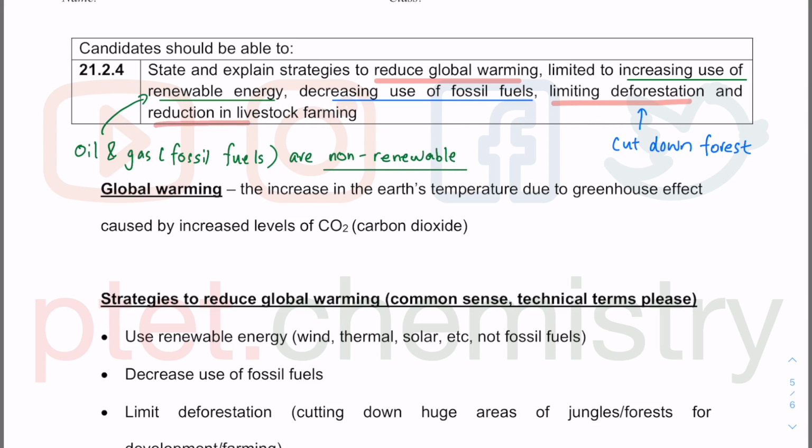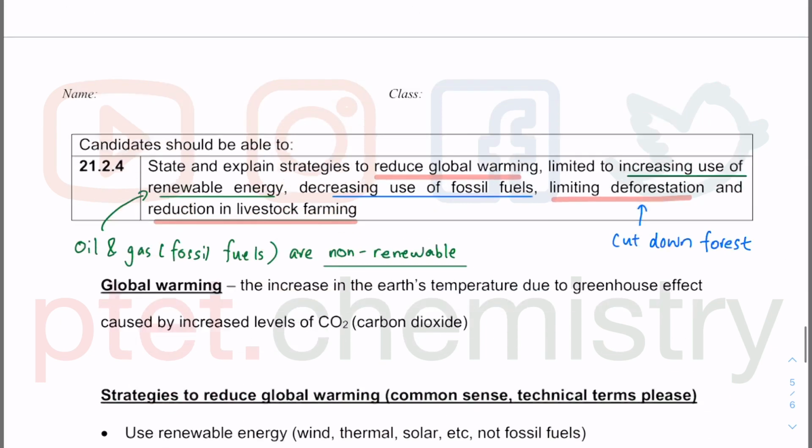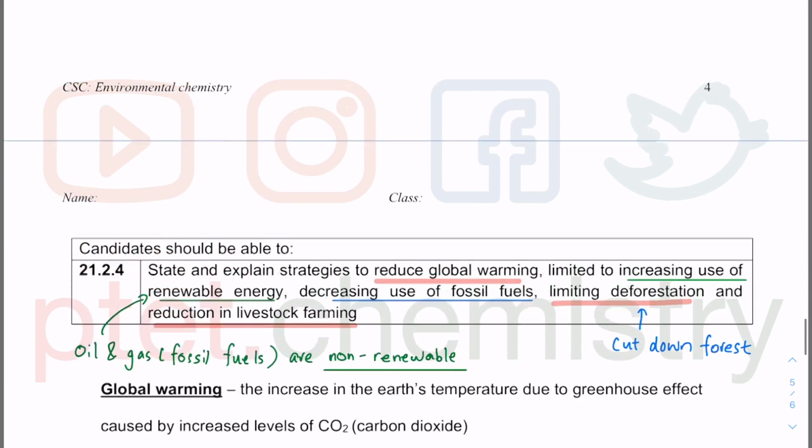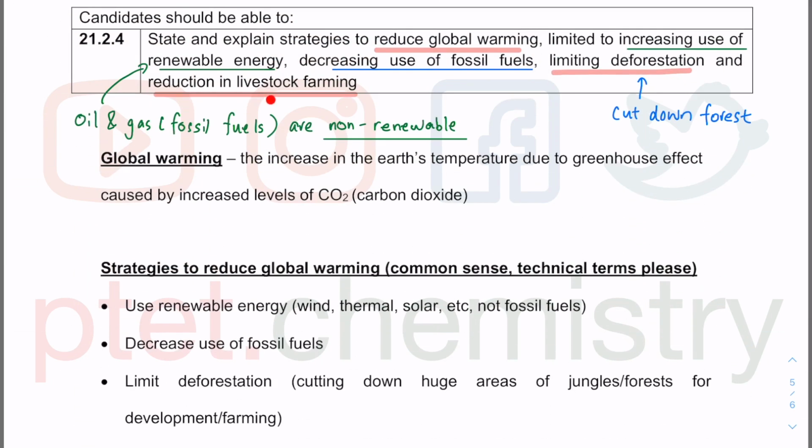Last but not least, remember that livestock is basically animals. If you farm a lot of animals, if you keep a lot of animals, you're going to release a lot of methane gas from the animal digestion, and methane gas can cause global warming, resulting in climate change. So you have to limit or reduce livestock farming.